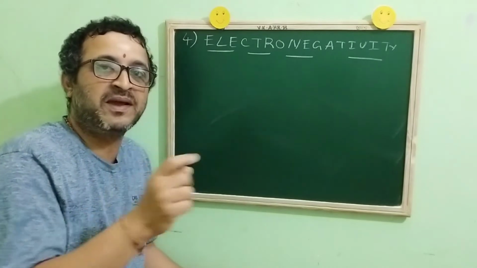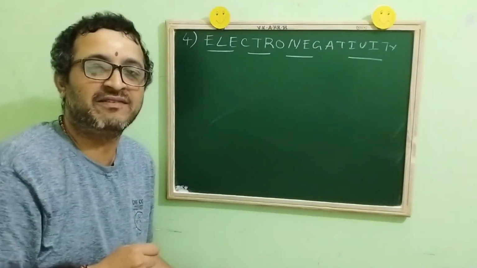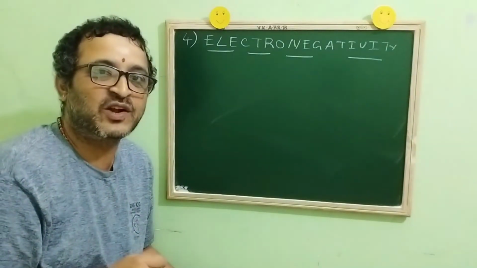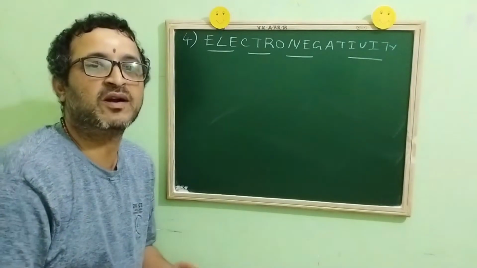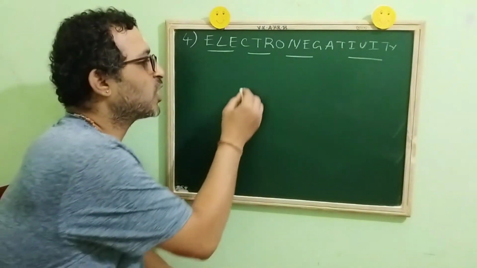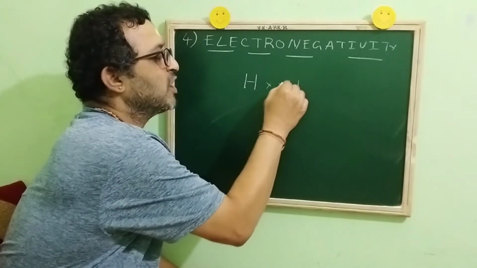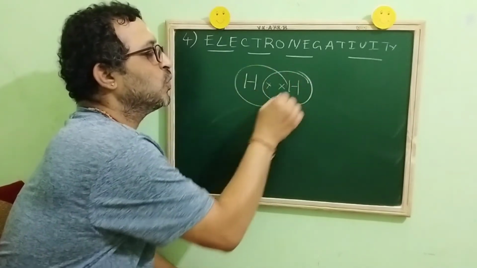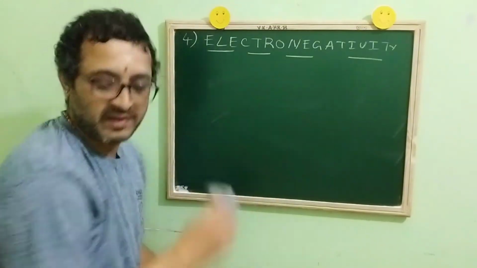Children, today's topic is the next periodic property, electronegativity. To understand electronegativity, we should have a little idea about the covalent bond. What is a covalent bond? A covalent bond is one which is formed by the mutual sharing of electrons between the two combining atoms.